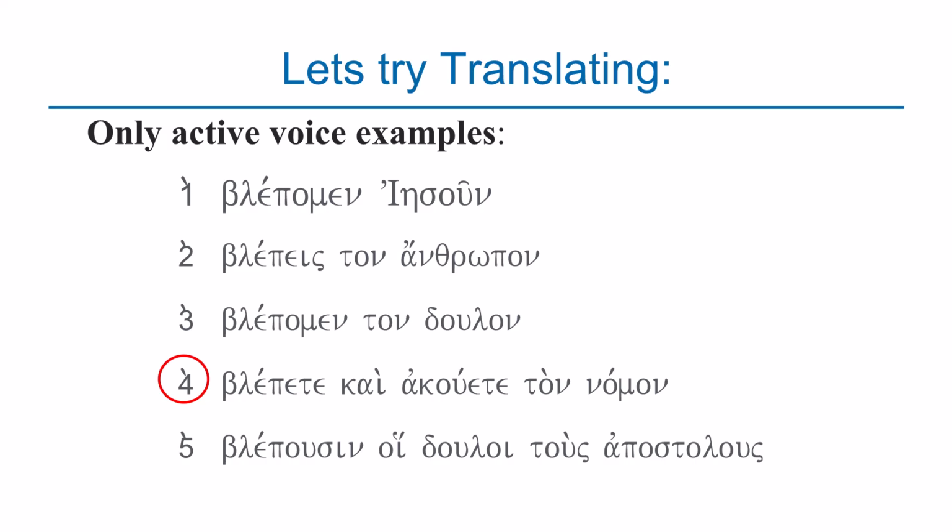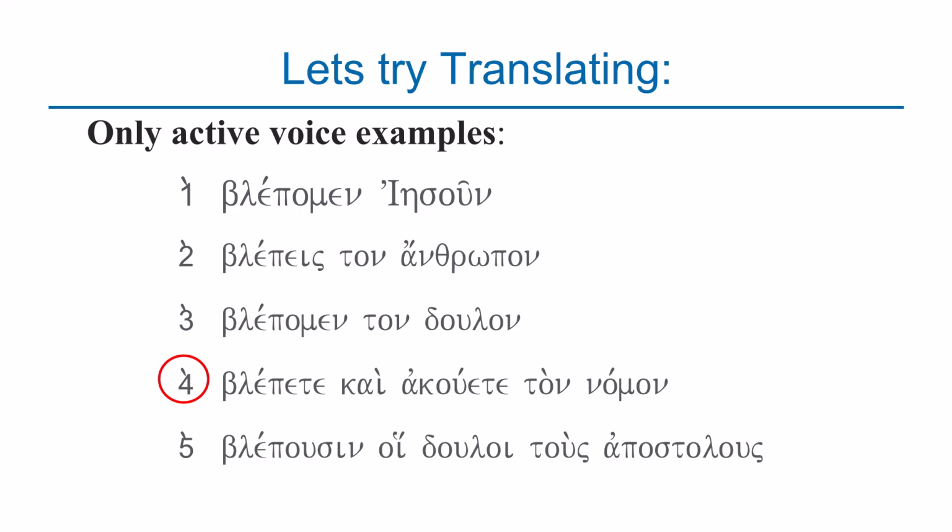So blepete, you are seeing, and akwete. Akwete is also coming from the second person plural, because of that ete, O-S-N, omen ete, second person plural. And the word akuo means hear, to hear. So akwete means you are hearing. It's in the present tense, so you are hearing.